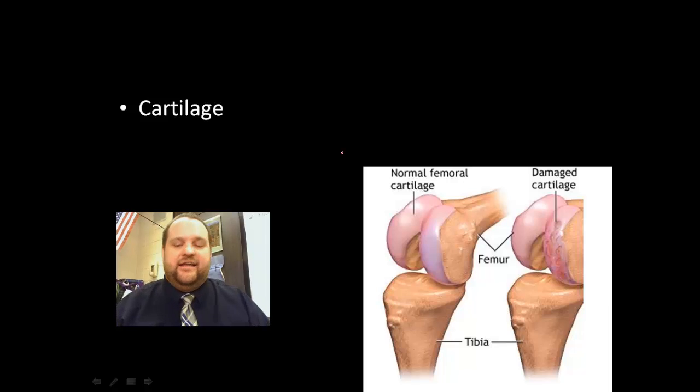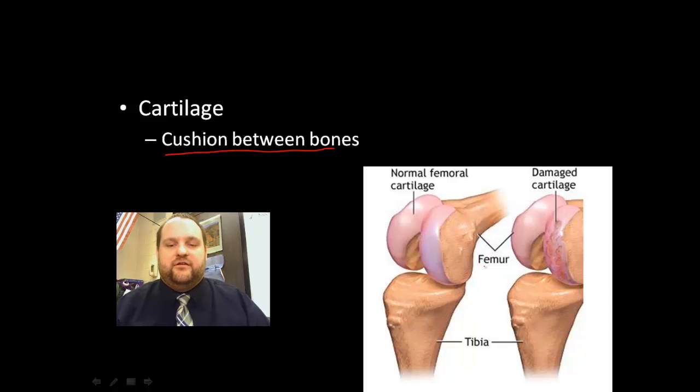The last little thing I need you to know about is cartilage. Cartilage acts as a cushion between bones. Over here, this is our femur, and we can see our tibia at the bottom here. We have this cartilage called femoral cartilage, and it wraps around our femur here. That's what allows these two bones to rub up against each other and not damage each other. So we're not rubbing bone on bone. There's still a nice cushion of cartilage. If that cartilage becomes damaged, you start to have a lot of joint pain, and so a lot of people do knee replacement surgeries at that time. But that's cartilage. Cartilage cushions between bones.